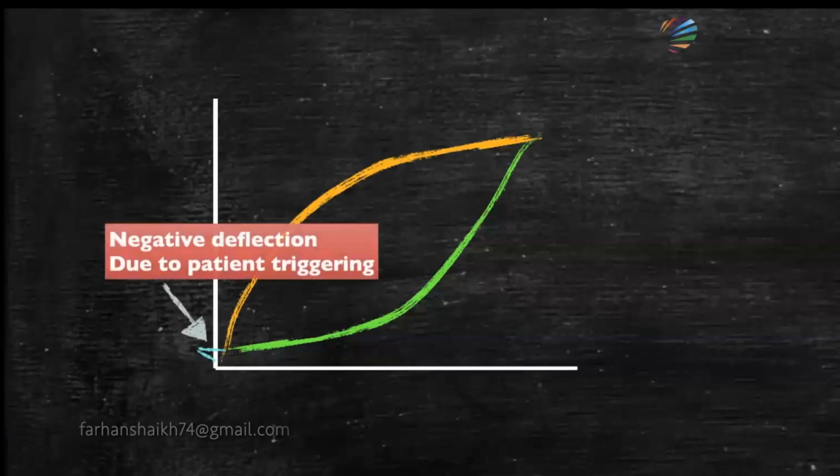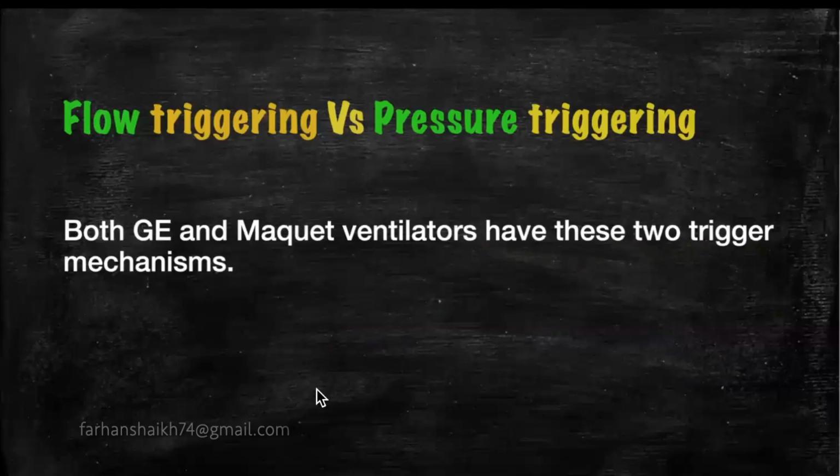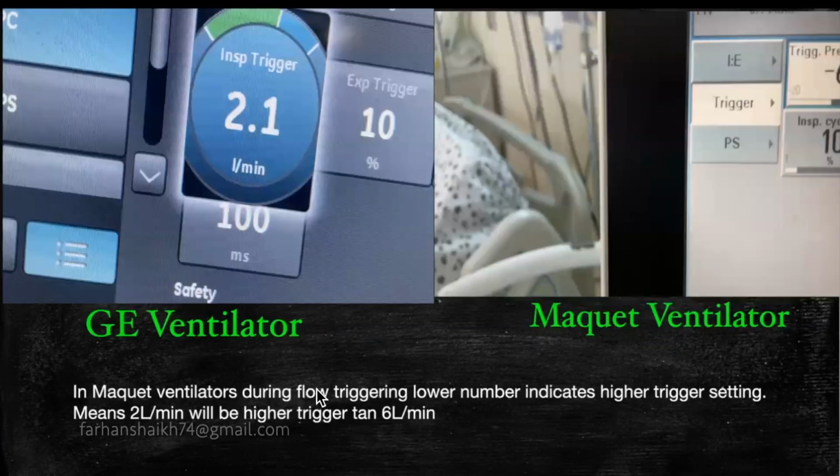This is suggestive of patient triggering. There are two main types of triggering: flow triggering versus pressure triggering. Both commonly used ventilators, like GE and Mackay ventilators, have both types of triggering mechanisms.